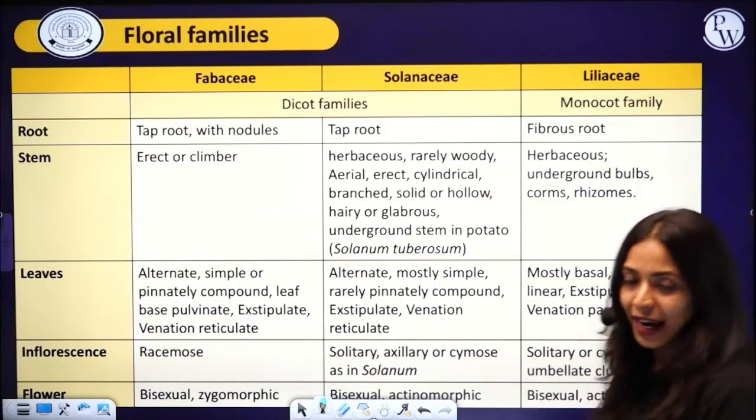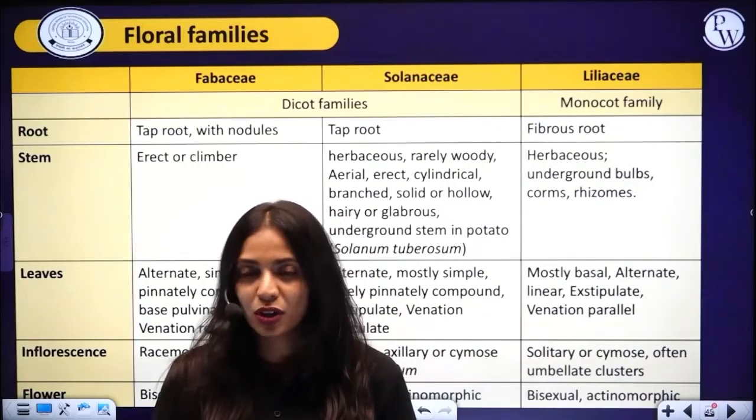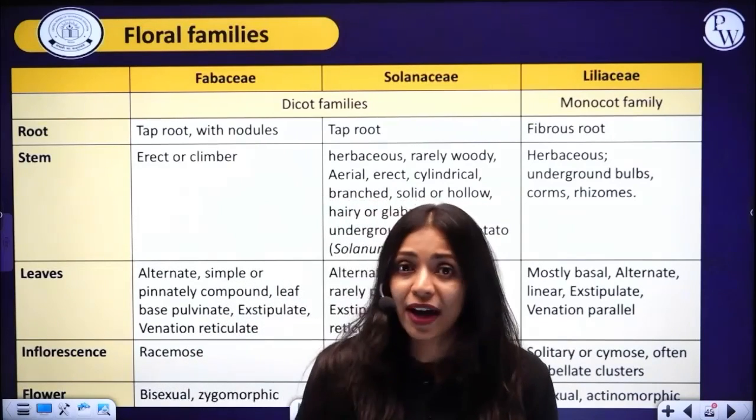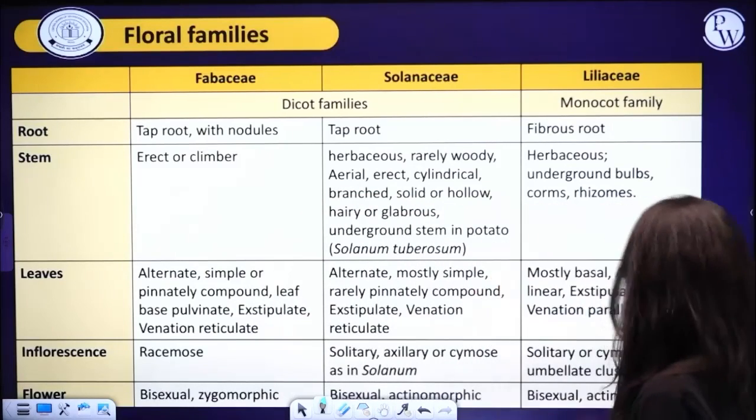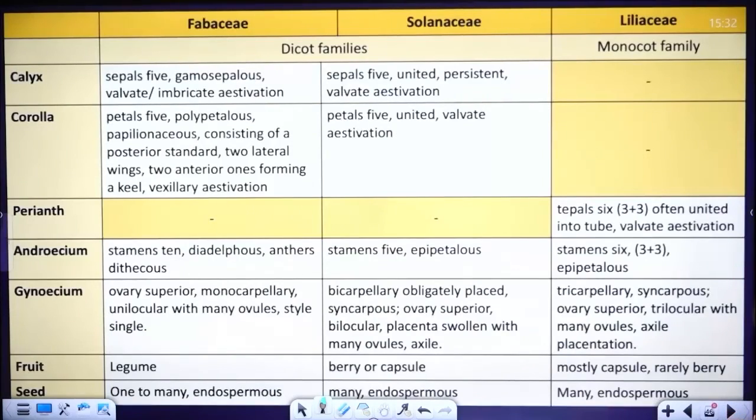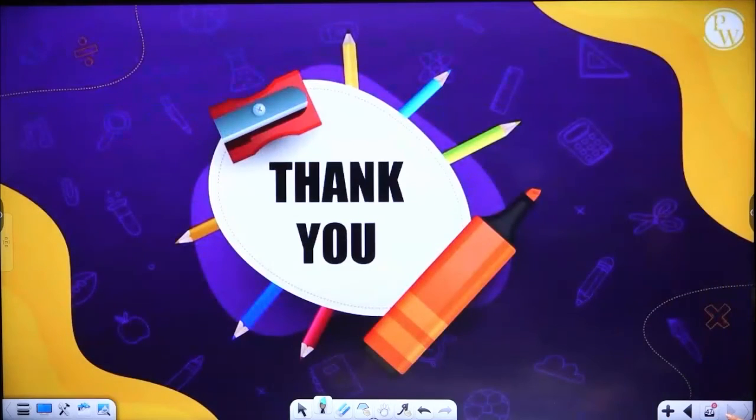Over here at the end of this session, I've made a tabular column to help you revise all of the characters of these three families very quickly and effectively. So you can download this in your notes. Okay, so all of the characters are mentioned here.